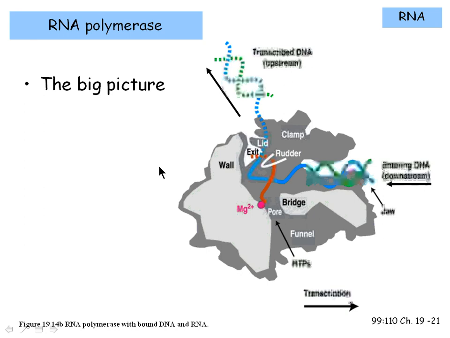So if we want to kind of get a big picture of what's going on here, here's sort of a cutaway view of the inside of a polymerase molecule. We have DNA entering from the downstream side. The helicase activity is opening up the DNA so that we have naked strands for it to work with.